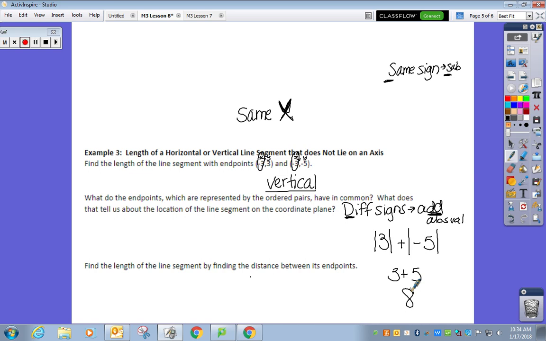Okay, so in problems like this, you start by finding what they have in common. That will tell you whether it's a horizontal or a vertical line segment. If the x's are the same, it's vertical. If the y's are the same, it's horizontal. Then, after you've found the one they have in common, I like to cross them off because I find that to be easier. And then you look at the other coordinate. If they have the same sign, so either they're both positive or they're both negative, you're going to subtract their absolute values. If they're different signs, like in this problem, you're going to add their absolute values to find their distance.